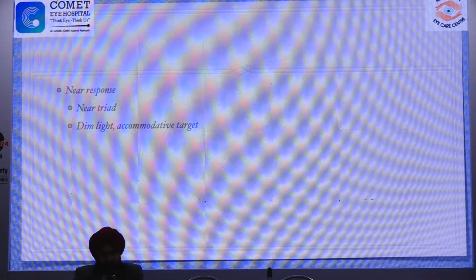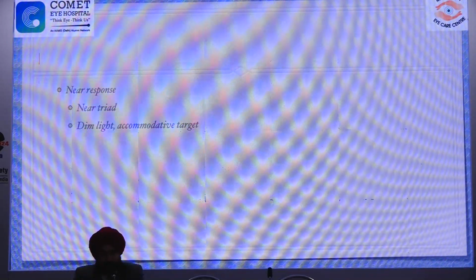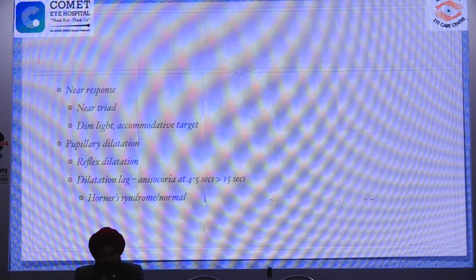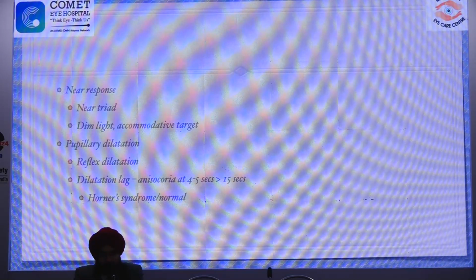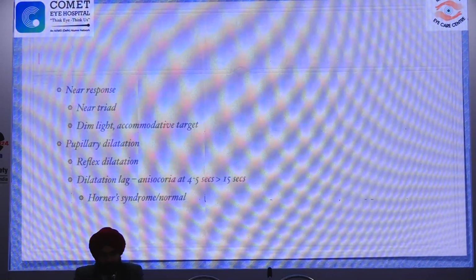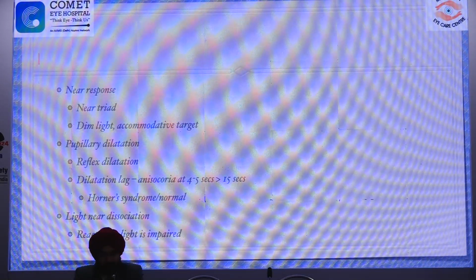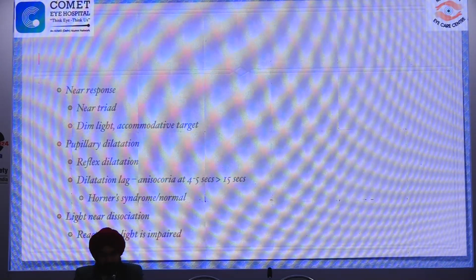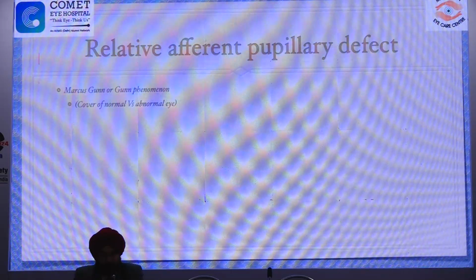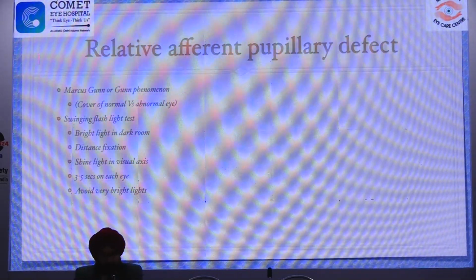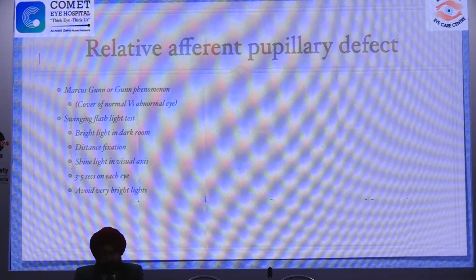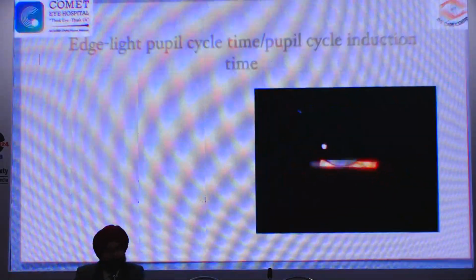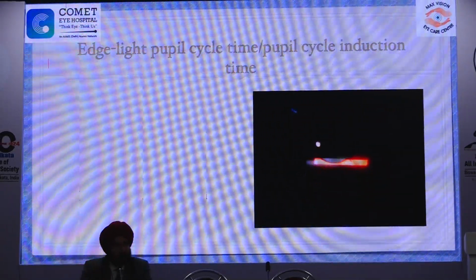Also check the near response in terms of the near triad. Again, a dim light and accommodative target should be used in these patients. Check for reflex dilatation, which could be a dilatation to a painful stimulus or a sudden noise. Dilatation lag within anisocoria may point towards Horner syndrome, and sometimes it can be normal. In light-near dissociation, the reaction to light is impaired, and the near constriction is always there. Check for the RAPD, which can be tested with the help of the Marcus Gunn phenomenon, where we cover the light and see the response of the abnormal eye. Or it can be done with the swinging flashlight test, which I think we all know how to do. You can always do an edge light pupil cycle time with a slit lamp, which is very handy.